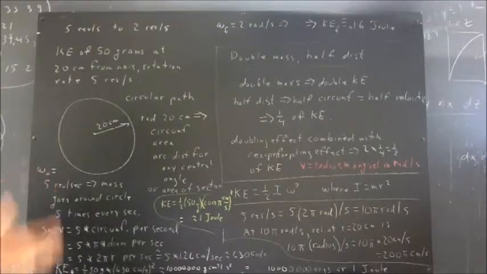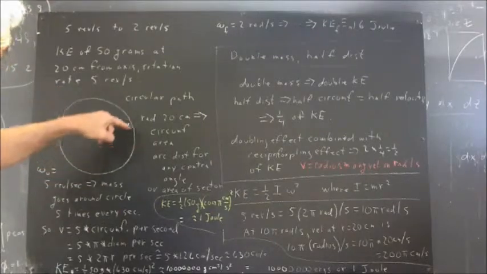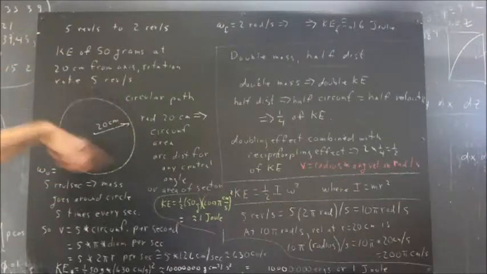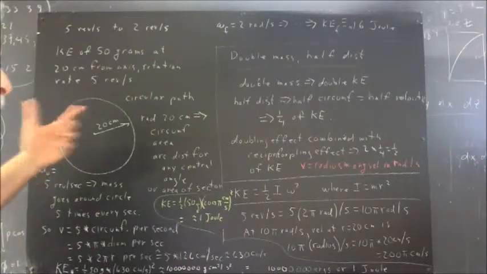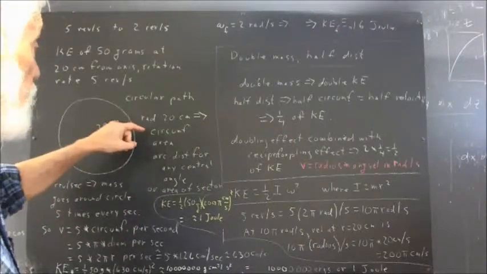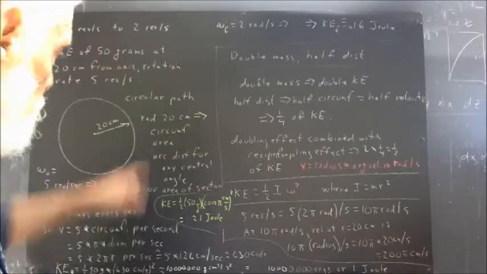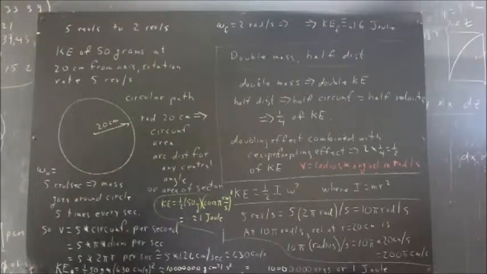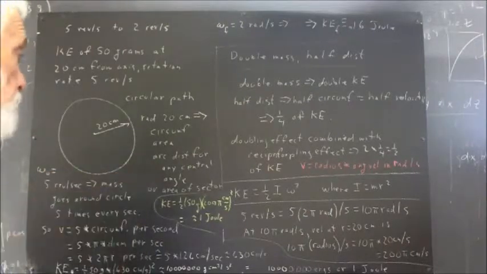Well, what question do you need to answer to determine this? We're going to go 5 times around the circle. 1, 2, 3, 4, 5. Going to do that every second. How far does it go in a second? Well, you've got a circular path of radius 20 centimeters. It's got a circumference. If you've got a radius of 20 centimeters, we can find the circumference, we can find the area, we can find the arc distance for any central angle.